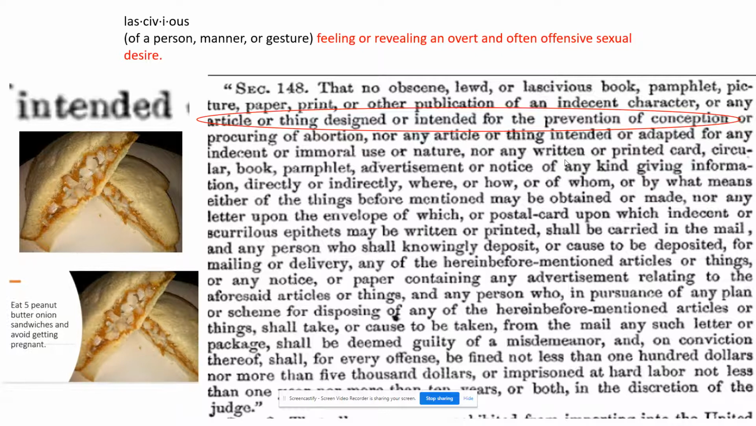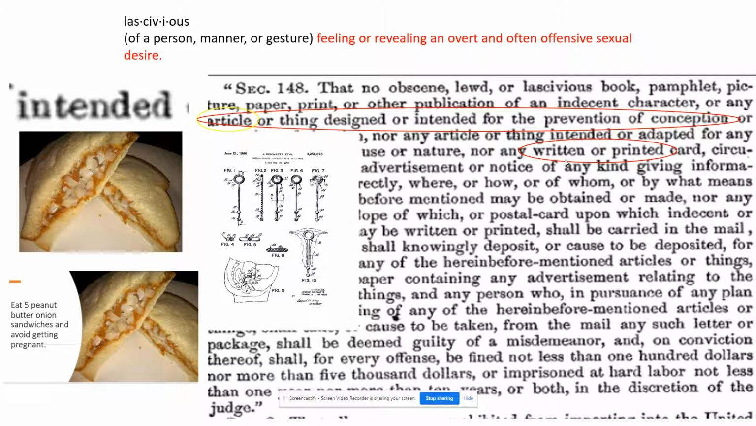For example, let's just say you put this on a pamphlet. If you eat 5 peanut butter onion sandwiches and avoid getting pregnant, that could be a way for you to get your word out as far as educating people. However, since you are trying to educate people, this could be viewed as obscene. If it's written or printed, could be problematic. Keep in mind if you're using an article, the instrument could also be something. If you just have something in your possession, like that Grafenberg ring, that could definitely be problematic.